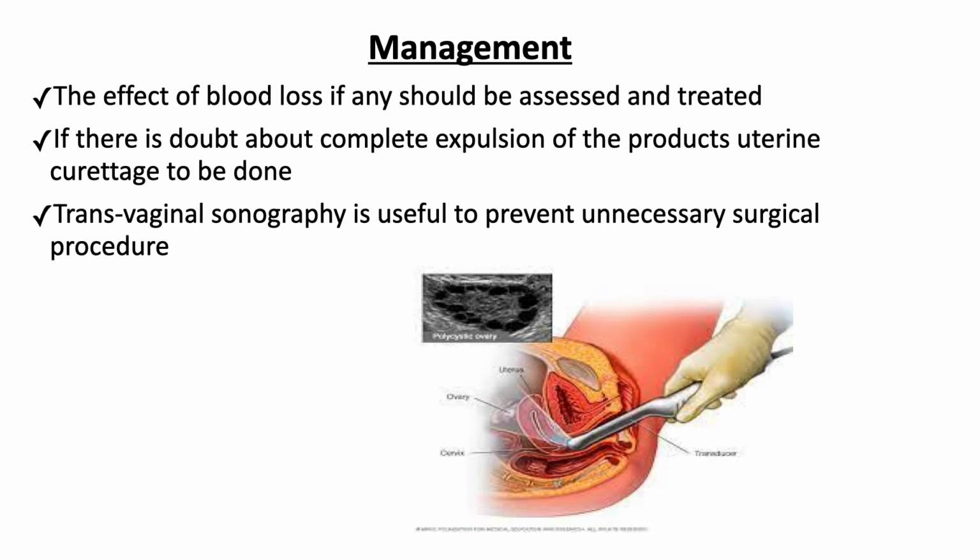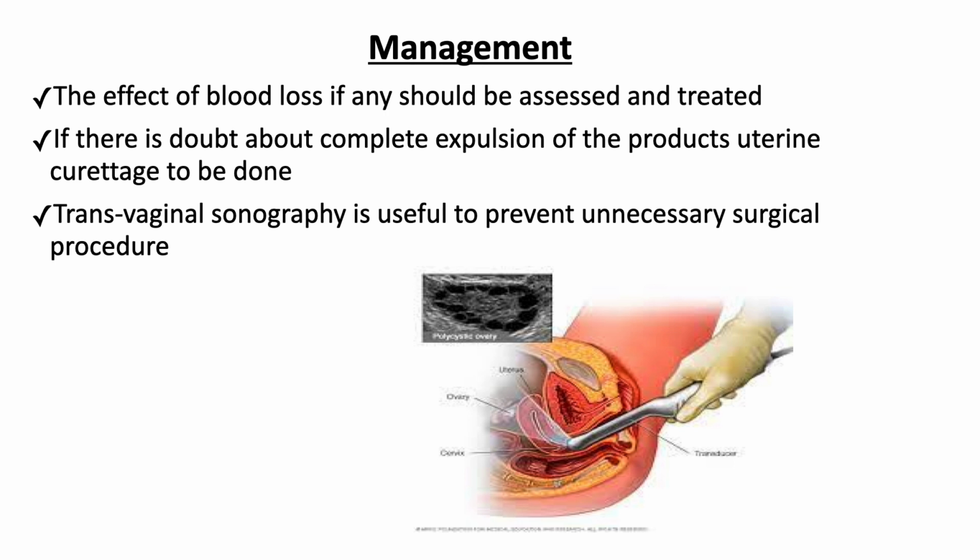Moving on to the management of complete abortion. The effect of blood loss, if any, should be assessed and treated. So for that reason, you are going to check the Hb of the patient. By assessing the hemoglobin level, you are going to check the blood loss of the patient, and if you see any active blood loss, then it has to be treated.